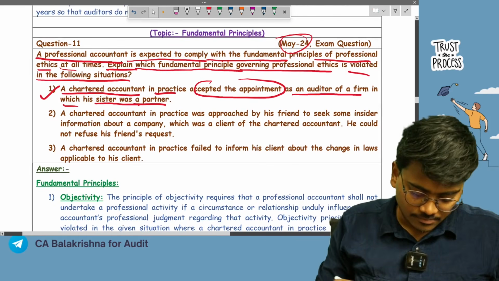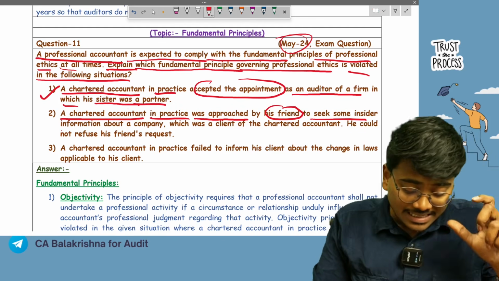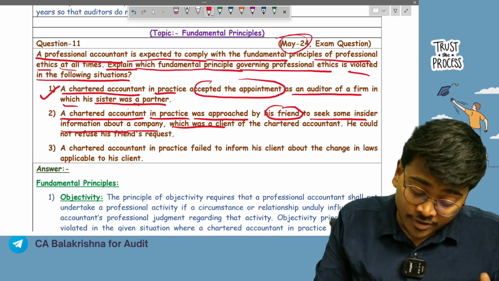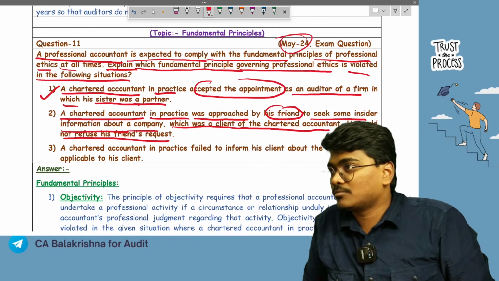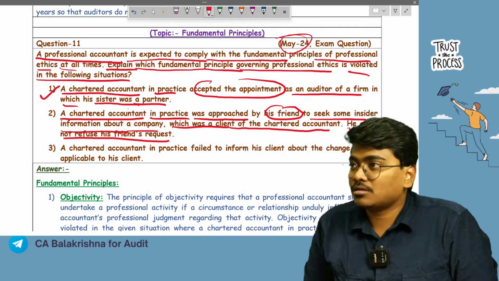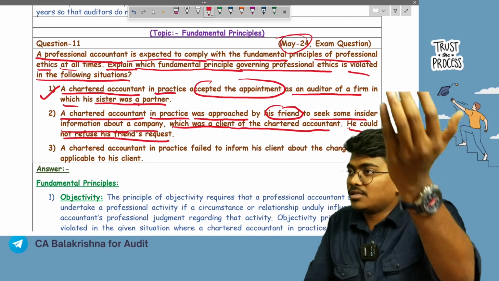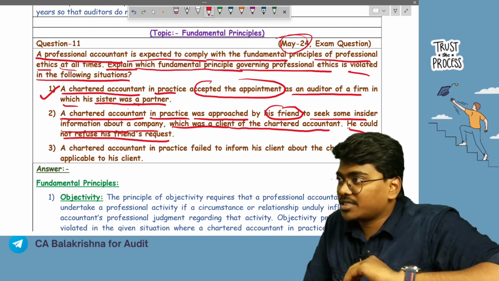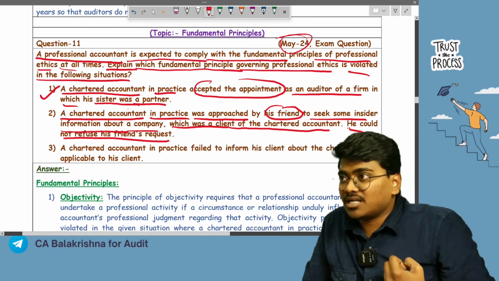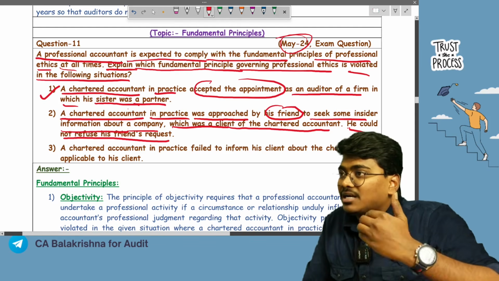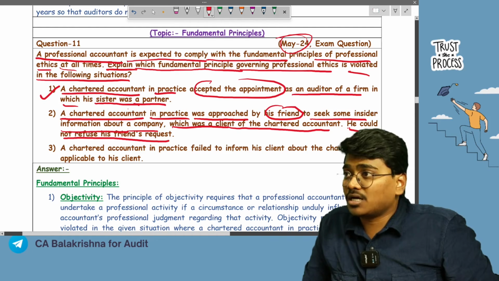Next, a chartered accountant in practice was approached by his friend to seek some insider information about a company which was a client of the chartered accountant. He could not refuse his friend's request. Confidentiality, right? Insider information means the information that is not known to others. Basically, in terms of the stock market, information that is not yet released to the public is known as insider information. Based on insider information, people will try to make profits in the stock market. It is actually a crime as per SEBI Act to trade based on insider information.